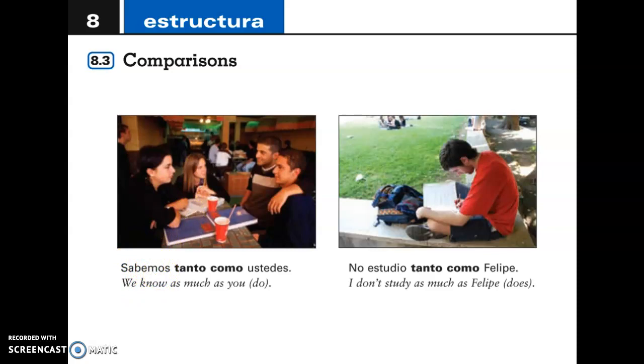We have discussed how to conjugate in previous units. If you don't remember, please go back to those conjugations. Another example, no estudio tanto como Felipe. I don't study as much as Felipe. Or you can also say yo no estudio tanto como Felipe. Remember, in here we are not adding nosotros, and over here we're not adding the yo subject, just because in Spanish you can skip that part since the conjugations help us understand the subject we are talking about.